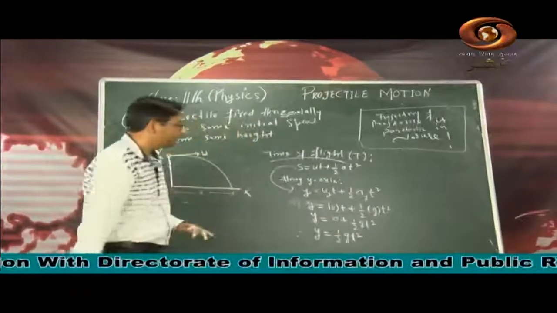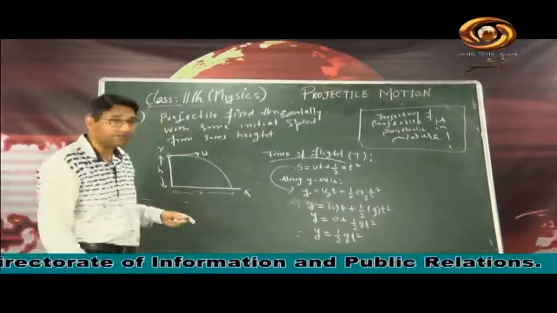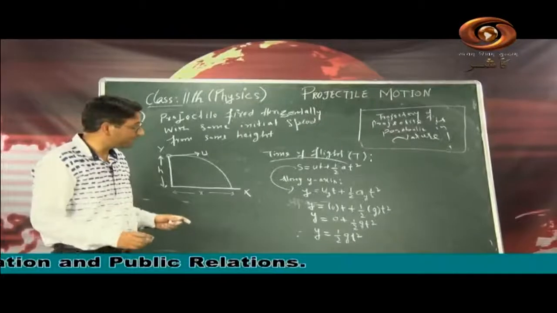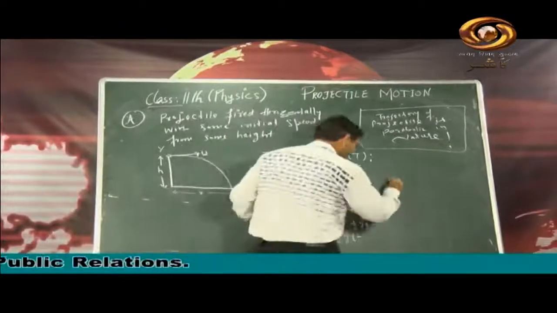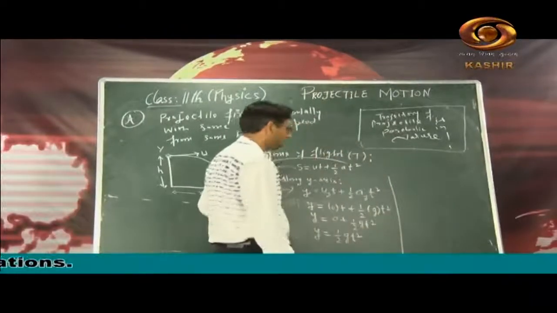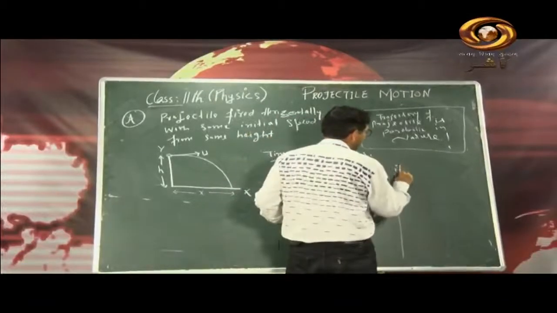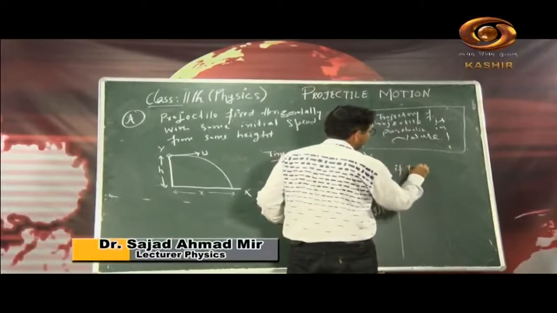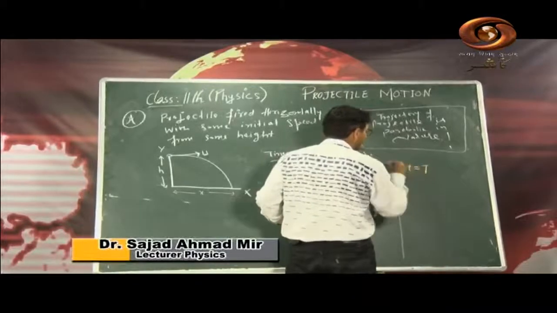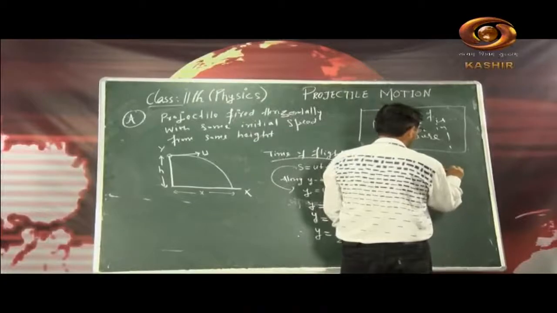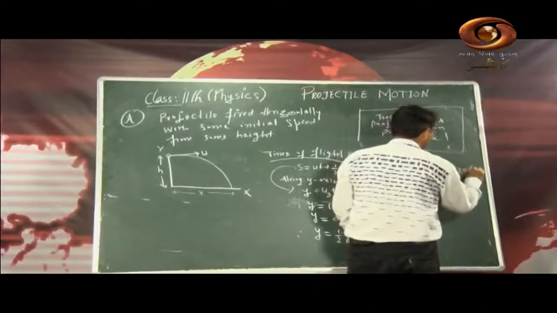Got it? But I am interested in time of flight. Here it is the general time, throughout the flight, but I am interested in the time taken to complete the trajectory of a projectile. So we will calculate it like this. If t is equal to capital T, when time is equal to time of flight, then at that time our y becomes h.